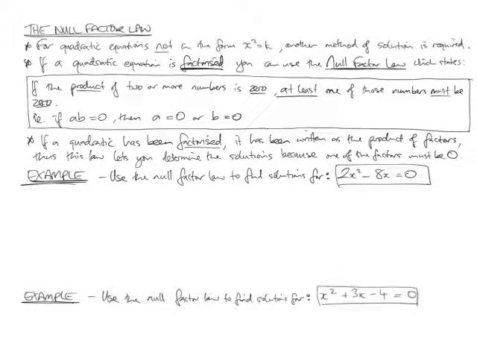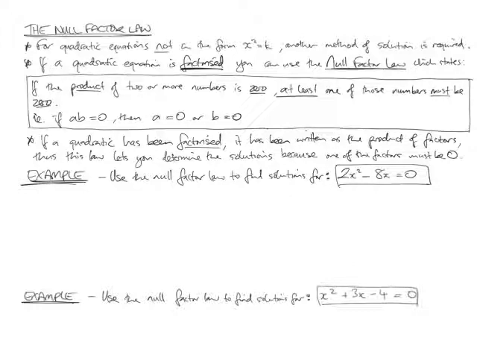Now, if a quadratic has been factorized, it's been written as a product of factors, so a term times by another term, and using this law, because if a term times by another term equals 0, then one of those terms has to be 0. This law lets you determine solutions because one of those factors has to be 0, the other one you can work out. So, let's try this out.